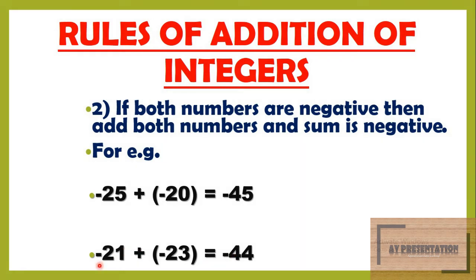Now check another example. Negative 21 plus, in brackets, negative 23. Negative 21 and negative 23. The sum of both numbers is 44. Both numbers are negative, so the sum is negative 44.